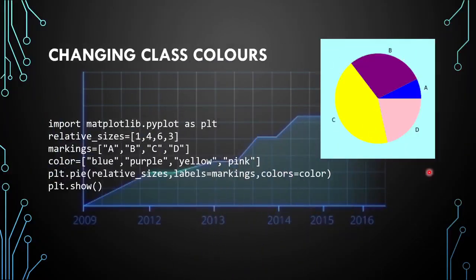So changing color, you can also set a list of colors. You can use the colors as you want, and inside the plt.pie function you just have to use colors equal to the list containing the colors. So it's quite simple.